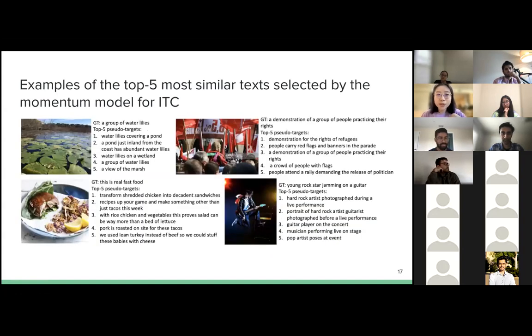And here are some of the examples of the top 5 most similar texts selected by the momentum model for the image text contrastive loss objective. So for example, you can see here, the ground truth caption for the picture is a group of water lilies. And you can see some of the top 5 pseudo targets deemed reasonable by the momentum model just describe the image equally well. For example, water lilies covering a pond or a group of water lilies. So the idea is that we really don't want to penalize the model too hard for thinking these pairs are correct.